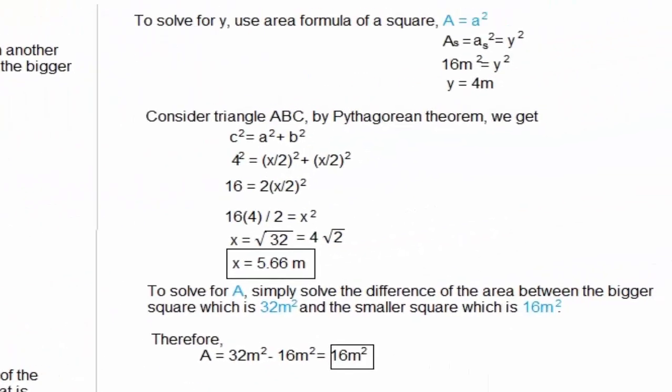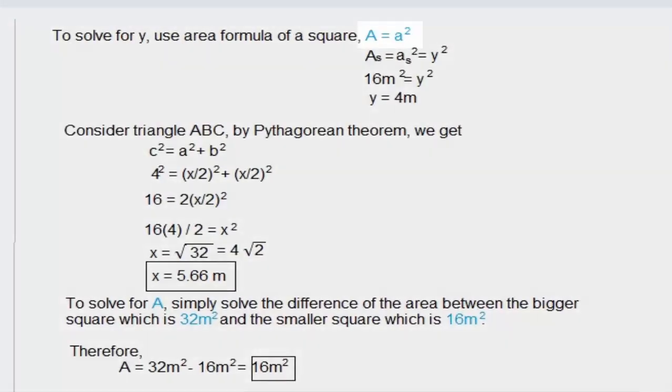To solve for y, use the area formula of a square, which is A equals a squared. Based on the given, to solve for the area of the smaller square, we have A subscript s equal to small a subscript s squared, where small a subscript s is equal to y. Therefore, the area of the smaller square is equal to y squared, or 16 meters squared is equal to y squared, which gives us y equal to 4 meters.